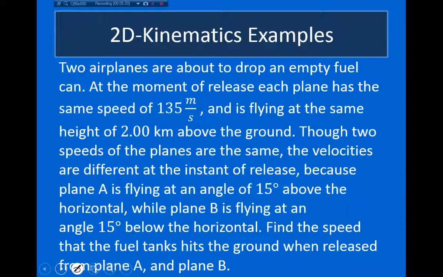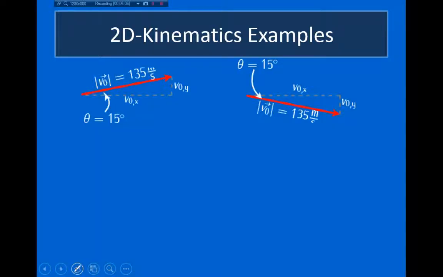So this first example says, two airplanes are about to drop empty fuel cans. At the moment that the plane releases the fuel, the plane is traveling at a speed of 135 meters per second. Both of the planes are traveling at the same speed and the same height. The height is 2 kilometers. Now, even though the planes are traveling at the same speed, they have different velocities. Plane A is flying at an angle 15 degrees above the horizontal, and plane B is flying at an angle 15 degrees below the horizontal. Okay? So the initial velocities of our planes look something like this.